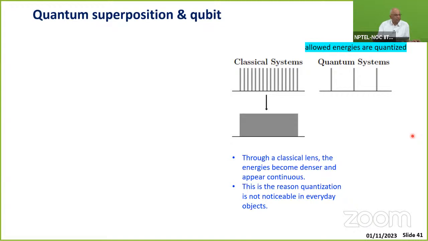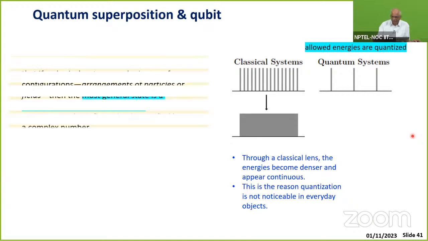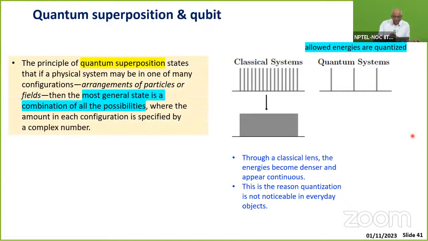Quantum superposition and qubit. Okay. So the principle of quantum superposition states that if a physical system may be in one of many configurations, arrangements of particles or fields, then the most general state is a combination of all the possibilities, where the amount in each configuration is specified by a complex number.